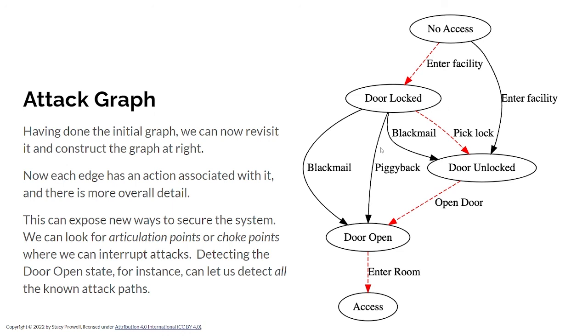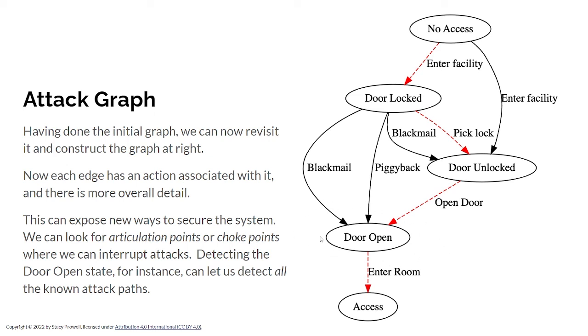And along the way, what I haven't included is every time I fail, what do I do? I go back up to the top. I just reset and try again. And so there's more detail, and this can expose new things. For example, it can expose choke points. We would call these articulation points maybe in the graph, places where we can interrupt the attack. And right here, everything has to go through door open.